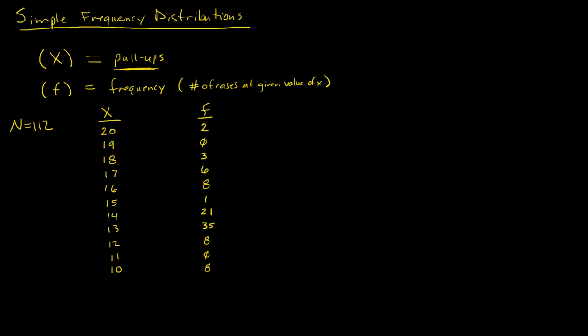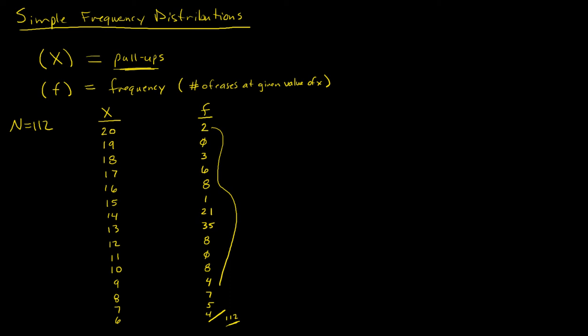Should be getting close here, adding this up. As I go, this would be 4. Let's say at 8, there were 7. At 7 pull-ups, we had 5 that could do that number. And let's complete this out with 6 and 4. So if you added this entire frequency column up, you would get to 112.